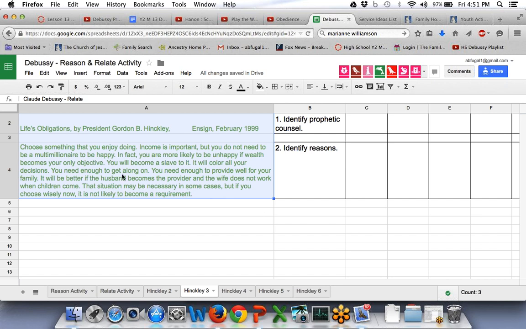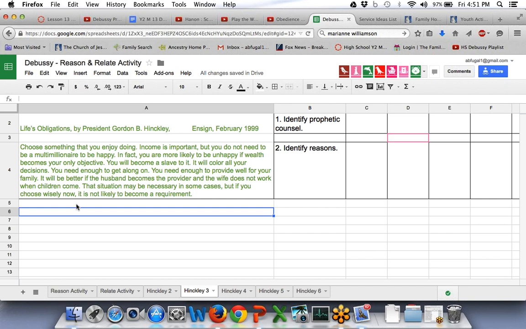Okay, so supply the answer. What is the prophetic counsel here? I'll read it. Choose something you enjoy doing. Income is important, but you do not need to become a multimillionaire to be happy. In fact, you're more likely to be unhappy if wealth becomes your only objective. You'll become a slave to it. It will color all your decisions. You need enough to get along. You need enough to provide well for your family. It'll be better if the husband becomes the provider and the wife does not work when children come. That situation may be necessary in some cases, but if you choose wisely now, it will not likely become a requirement.